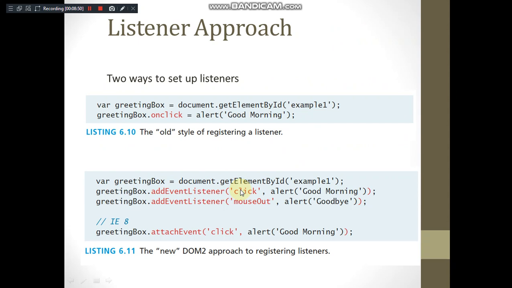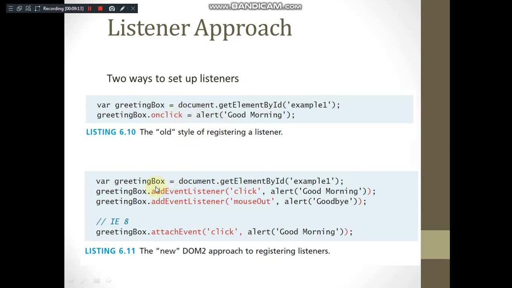The other approach is the listener approach. The way it is created is it should be written inside the JavaScript part itself. You create a variable by the name greeting box. Any name can be given to a variable, right? It is assigned the return value of the call document.getElementById, with some ID passed. For this you use on click, and then you display alert, right? So this is the old style.